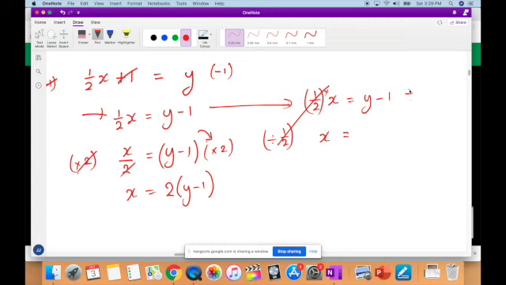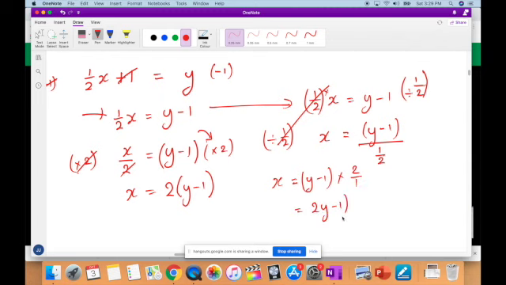But on this side, I would also have to divide by a half, because I divided by a half on this side. So this would be y minus 1. All of this will be divided by a half. And remember the rule of algebra: when you're dividing by a fraction, you invert and multiply. So that will be y minus 1 multiplied by 2 over 1, which is 2 into y minus 1. So we end up getting the same thing.